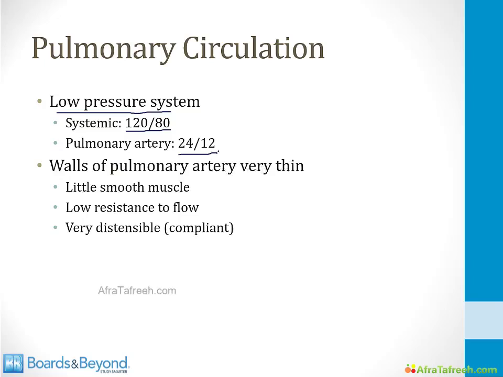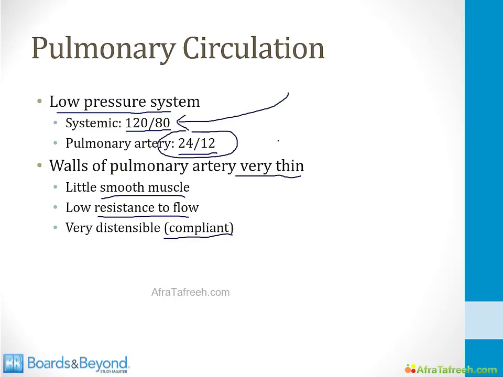For this reason, the walls of the pulmonary arteries are very thin relative to arteries on the systemic side of the body. They have less smooth muscle. They have less resistance to flow, and they are very distensible, meaning they are very compliant. This also has implications in our heart. As you know, the left ventricle is much thicker than the right ventricle, and that's because the right ventricle only needs to generate pressures like 24/12. It doesn't need to have enough muscular strength to generate high pressures like 120/80.